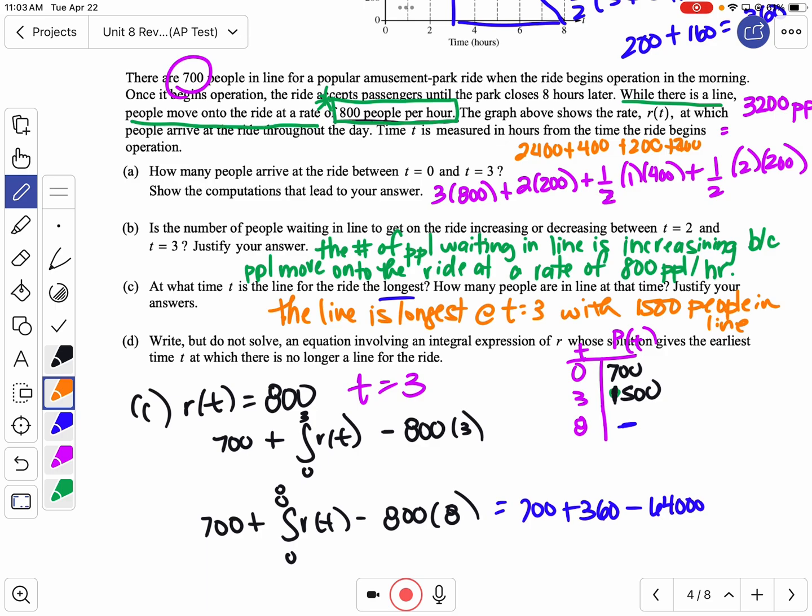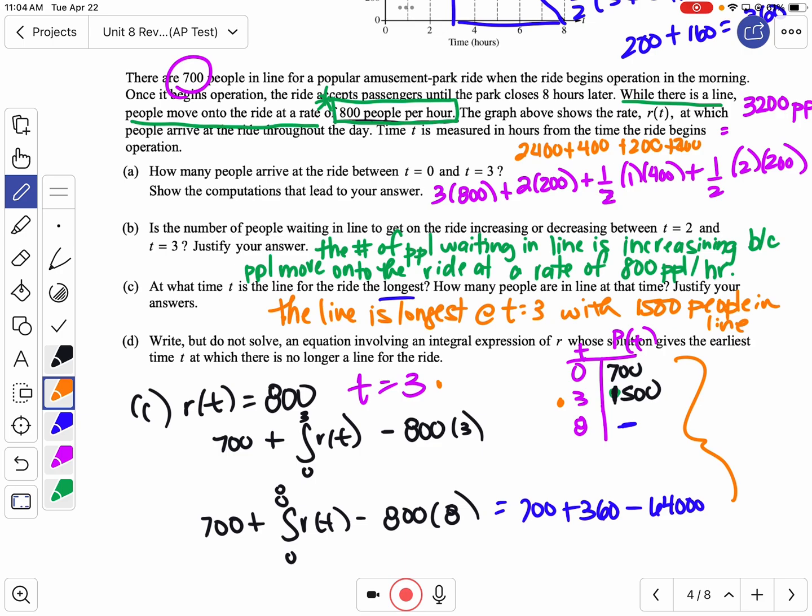That was worth 3 points. You got 1 for showing that it was t equals 3, so that was 1 point. You got 1 point for the number of people. And then you got 1 point for all your justification, which is all that work we did. So it was worth 3 points.